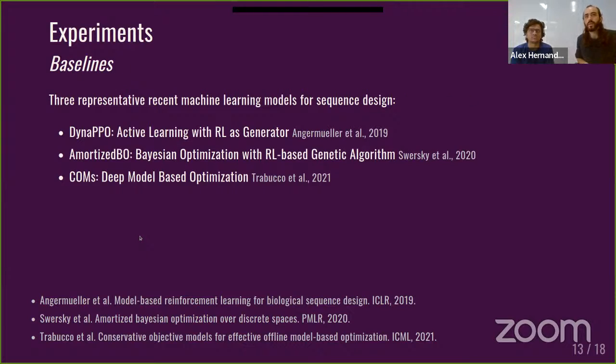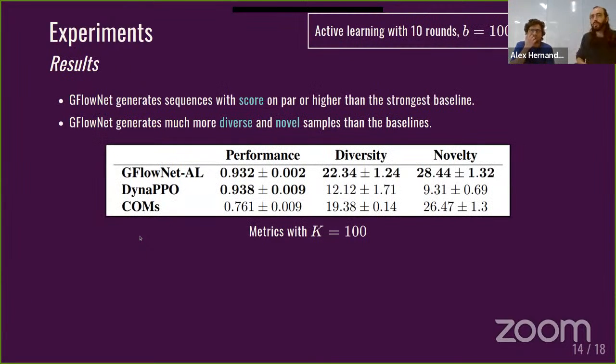Yeah, and these are some results showing the metrics that we discussed before: performance, diversity, and novelty. So one first conclusion is that GFlowNet generates sequences with a score at least on par or even higher than the strongest baseline. In this case, the strongest baseline was Dyna PPO. So you see that the main advantage of GFlowNet is not dramatically improving on the average score of the sequences, but where we actually gain an important advantage with GFlowNet is when we look at the diversity and the novelty of the sequences. This is the main motivation for using GFlowNet.